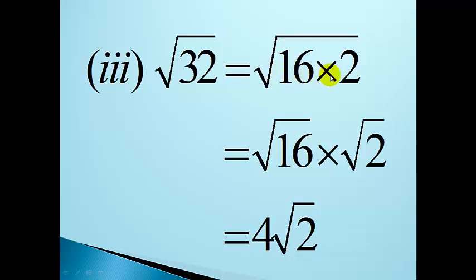Now the square root of 16 times 2 is equal to the square root of 16 times the square root of 2. Because 16 is a perfect square, when you take the square root of 16, the answer is 4, a whole number without a remainder. That is why 16 is a perfect square. So we have 4 times the root of 2, and 4 times the square root of 2 is equal to 4 root 2. This means that square root of 32 is equal to 4 root 2.